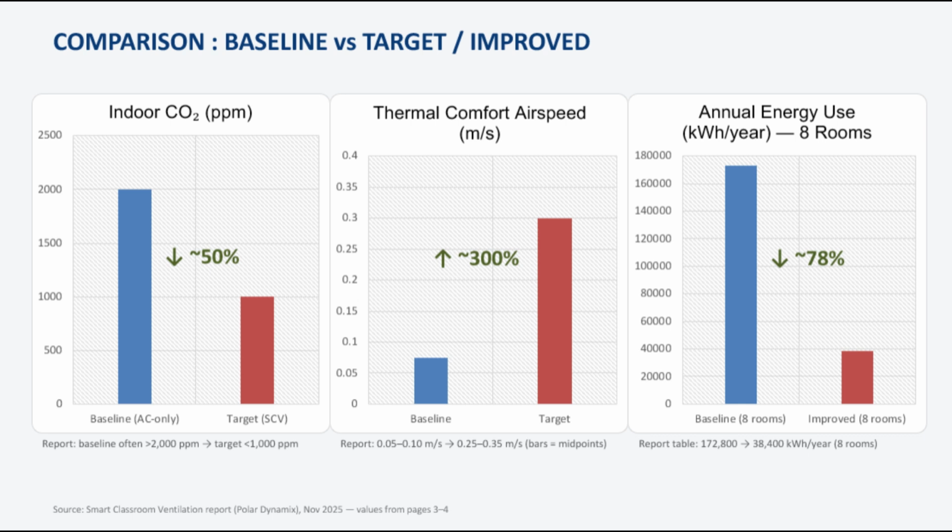50%. In the middle chart, we look at thermal comfort airspeed. The baseline had very low airflow. The target scenario increases this by roughly 300%, reaching an airspeed of 0.3 meters per second, which greatly enhances occupant comfort. Finally, on the right, we see the impact on annual energy used for a block of 8 rooms.